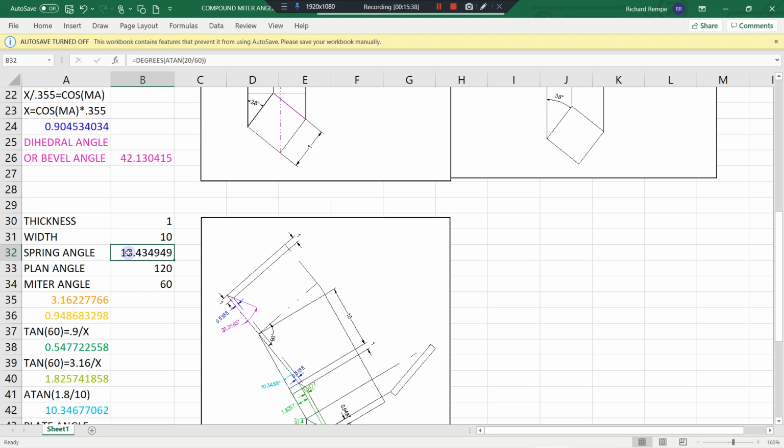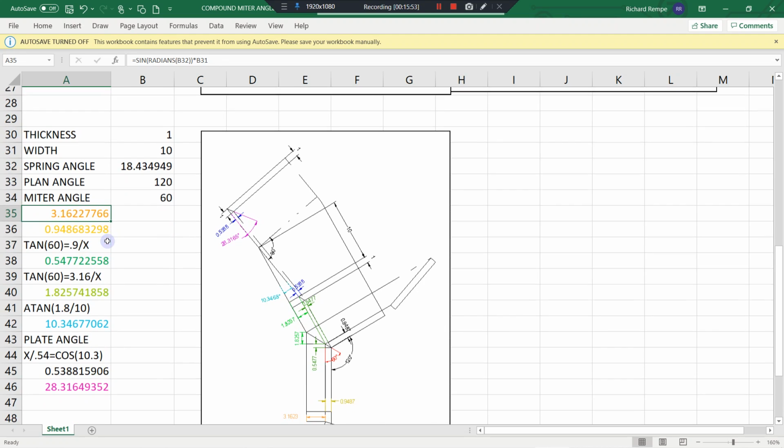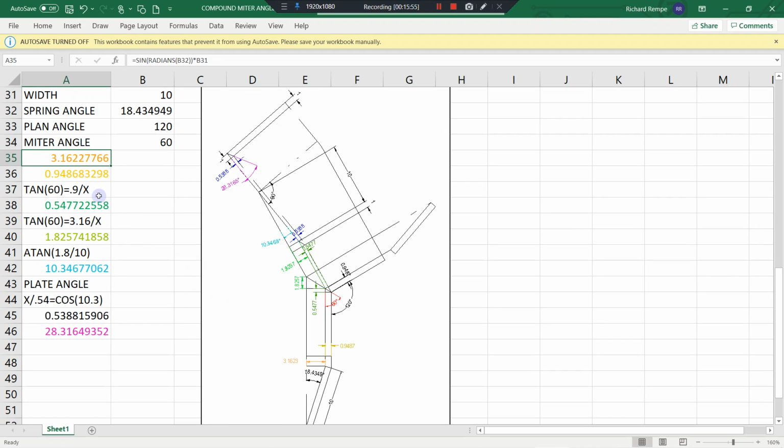And in this case I just did the same spring angle. It was 1/4 or 1/3. Let's see, it was 1/3, 20 divided by 60. That was 2 divided by 6. Plan angle is 120, miter angle is 60. So that's just this divided by 2. So then we have the same calculations we did before.